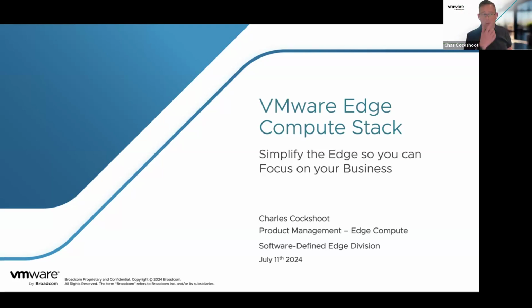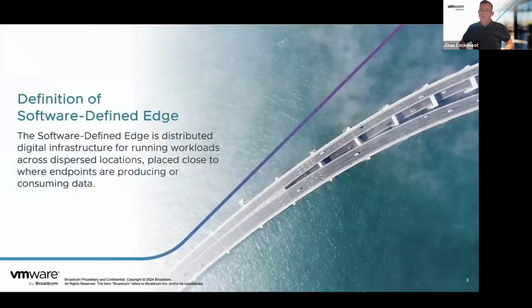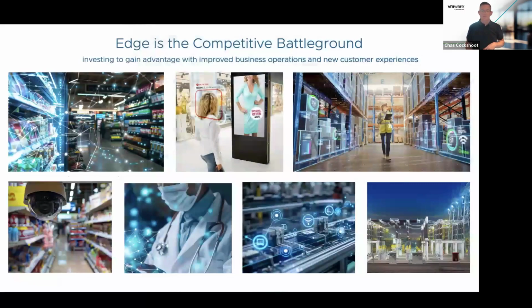So let's just start with a quick definition of software-defined edge. And you'll note we do have a dash between the software and defined in our division name. So this is all about distributed infrastructure, running workloads primarily outside data centers, outside clouds, placed close to where the data is either being generated or consumed or a system is being controlled. And that's a little bit of a dry definition. So let's put that in pictures.